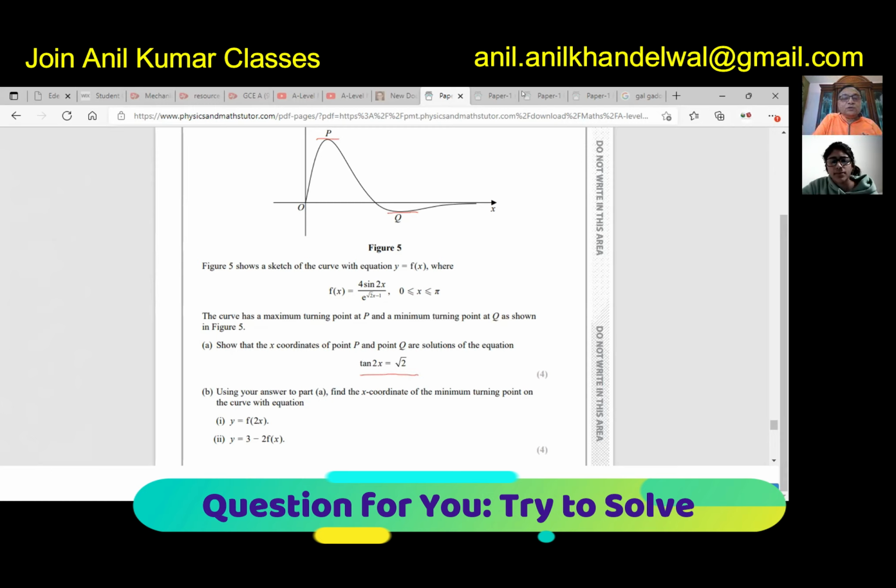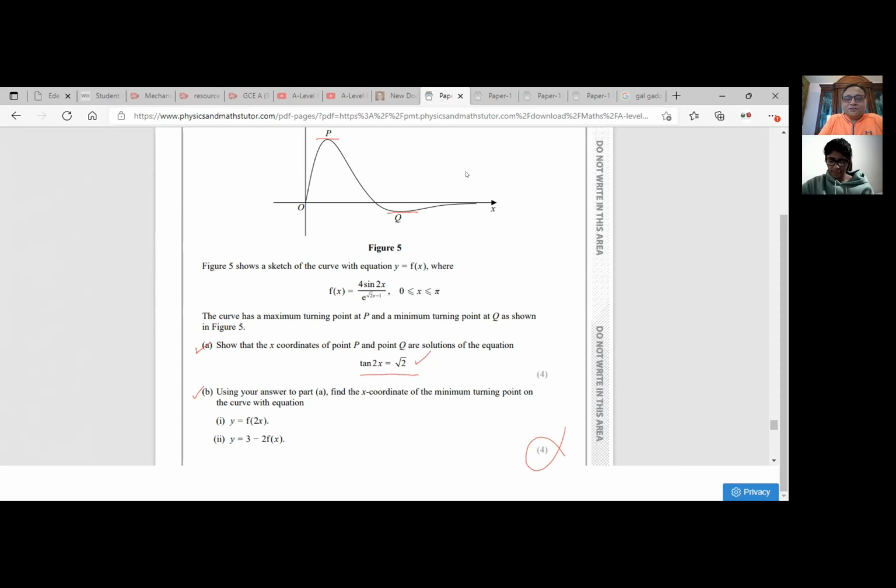At least you know the answer of part A. Let us say by any chance you're not able to solve part A. You know tan 2x equals root 2 is the solution, and you can actually do part B without even solving part A. So remember that part. Even if you do not get part A, you can still get 4 marks of part B by using this as your given answer, right? So that's very important to understand. Now let's try to get the answer.